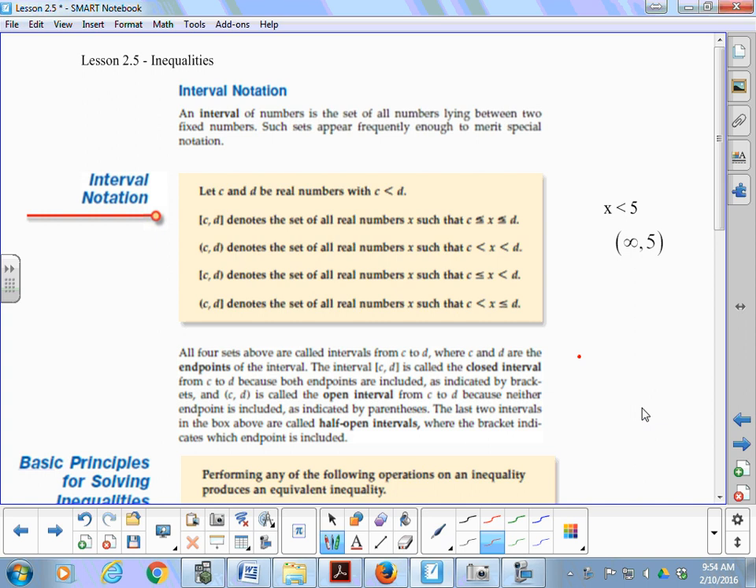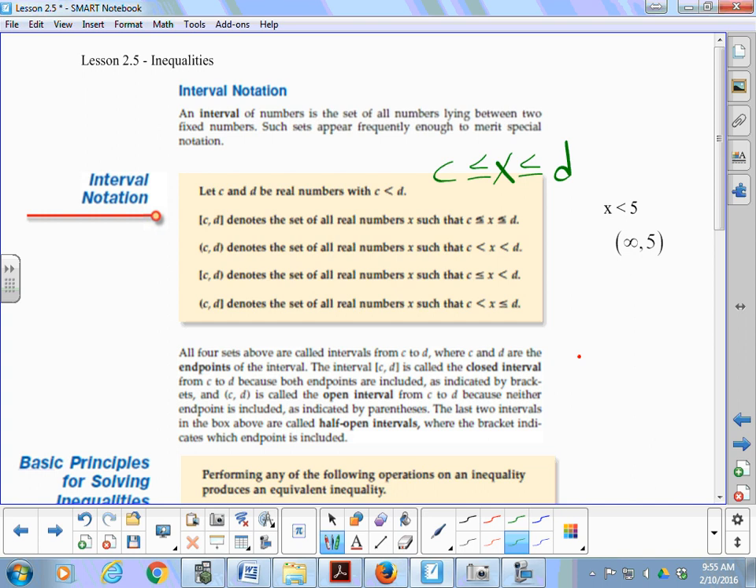Now, just a reminder on interval notation, which was something that you learned in the first lesson in the Algebra 2 book. So here in this tan box, it talks about compound inequalities and interval notation. You recognize things like x is greater than or equal to c, less than or equal to d. That's a compound inequality.